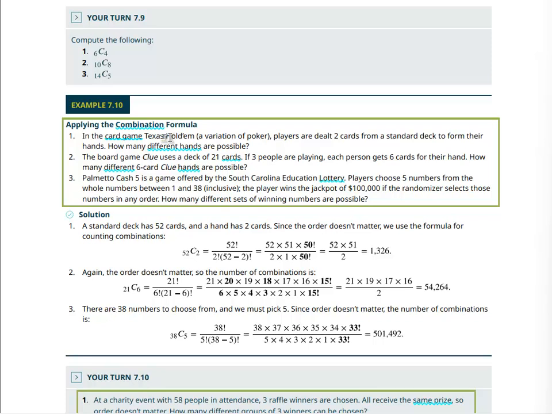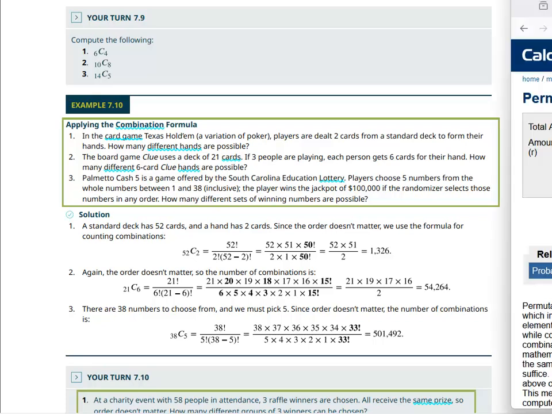So Texas Hold'em, 2 cards out of 52, right? The Clue deck, which is a board game, 21 cards, and you take out 6 cards, so the 21 and 6. And then the lottery, you take out 5 out of 38, and notice the results here.